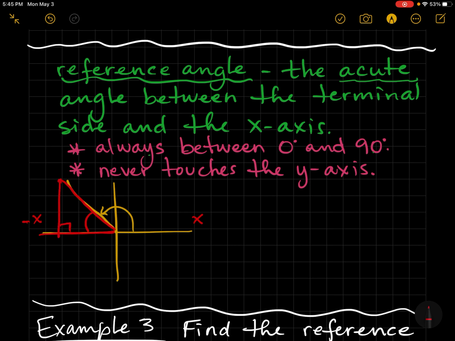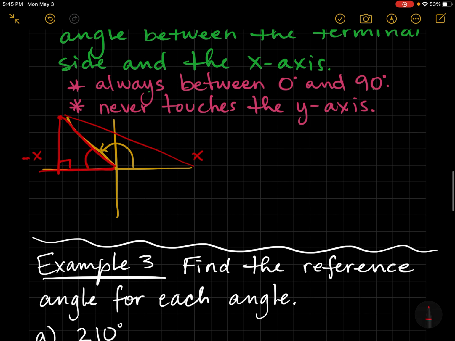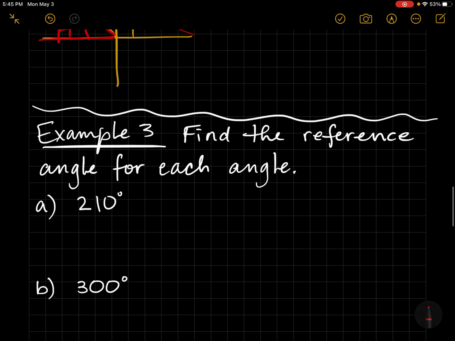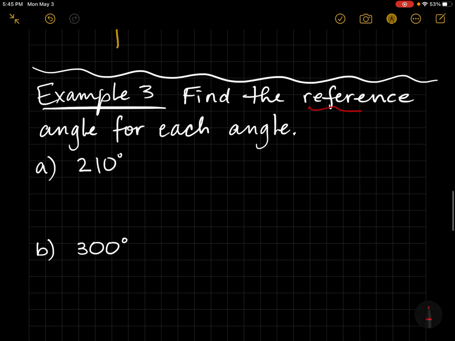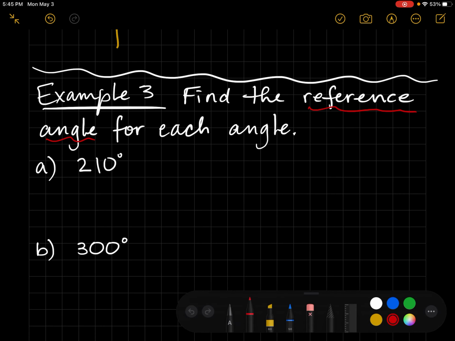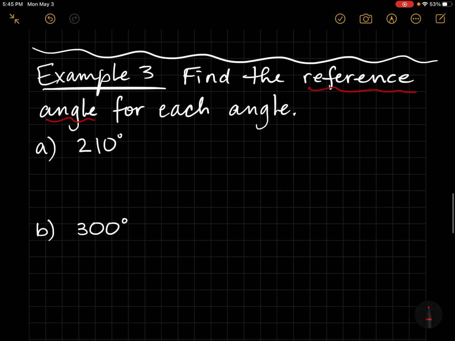And we use that because now we can make a right triangle. If we tried to make a triangle here, it wouldn't be right. Anyway, so we're looking for a right triangle. So that's why we do that. Okay, let's see if you understand that concept of a reference angle for each of these.